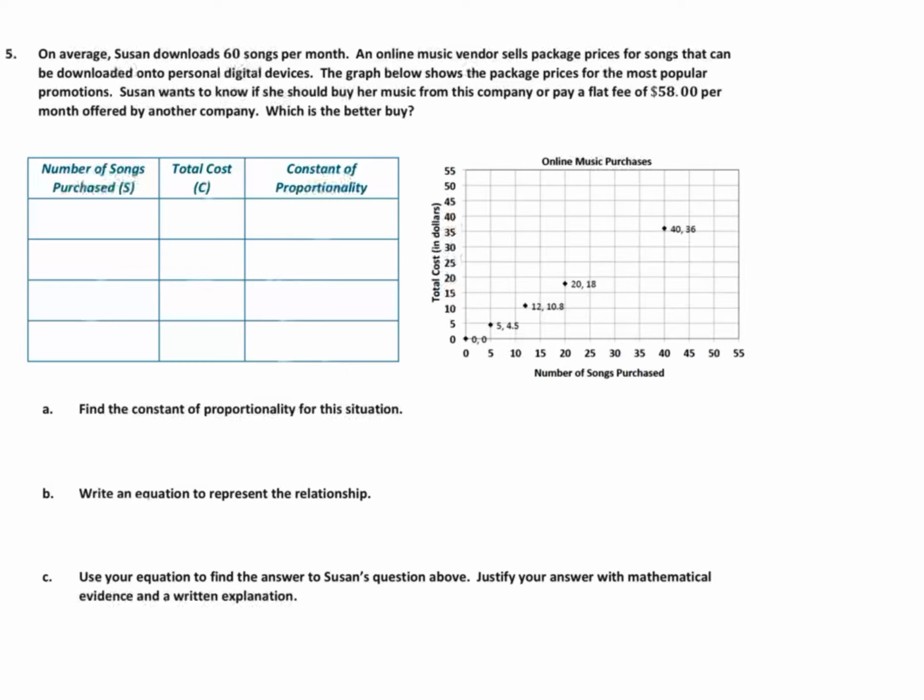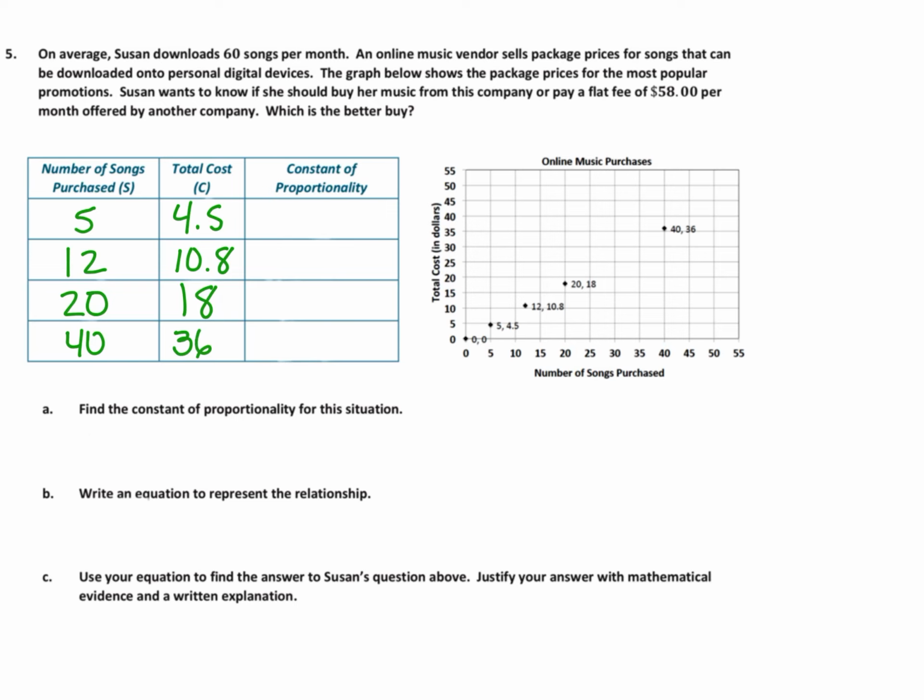So here we have the point (0, 0), (5, 4.5), so that's 5 songs can be purchased for $4.50. 12 songs can be purchased for $10.80. 20 songs can be purchased for $18. And 40 songs can be purchased for $36.